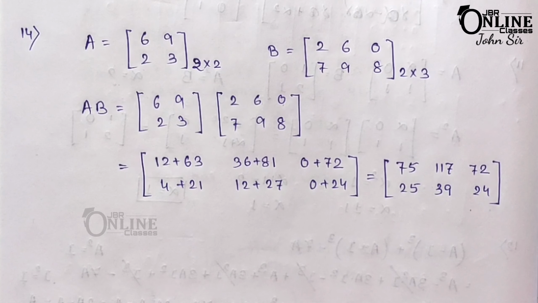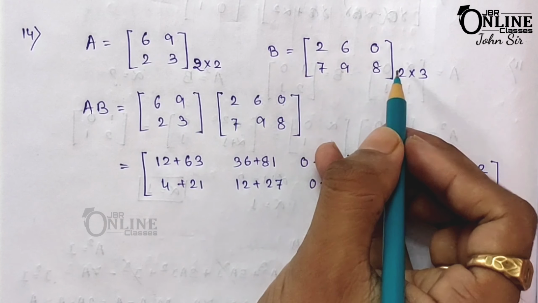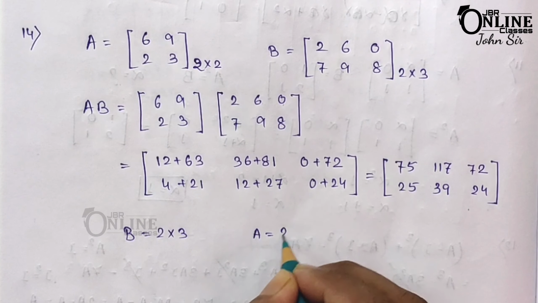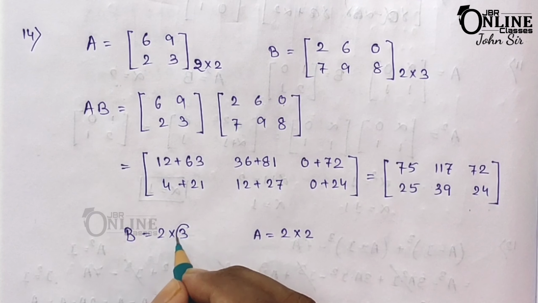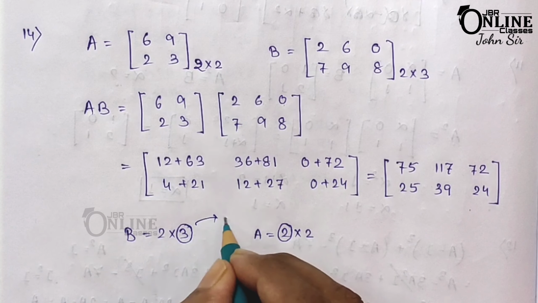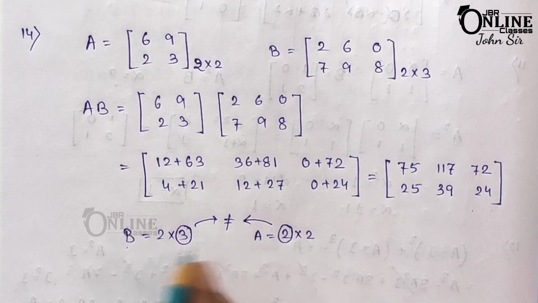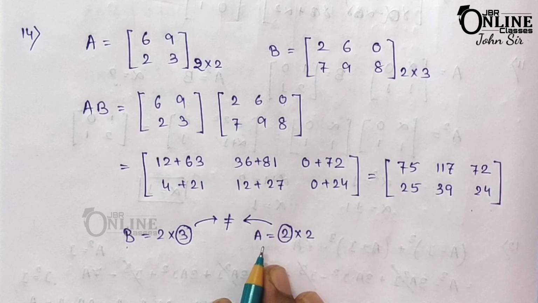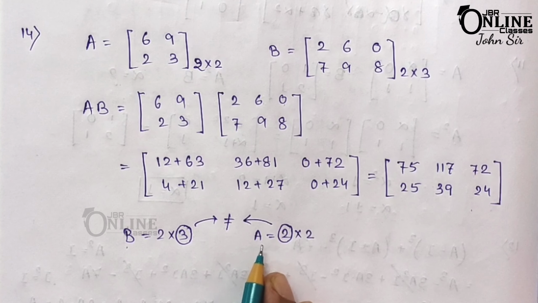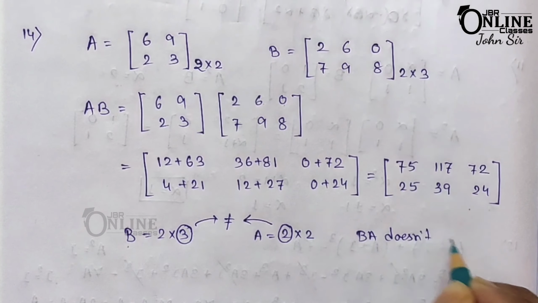Now here can you find BA? So here B, the order of matrix of B, that equal to 2 cross 3, and order of matrix of A, that equal to 2 cross 2. So here the number of columns of B not equal to number of rows. Okay, number of columns in matrix B not equal to number of rows in matrix A. That means here BA does not exist.